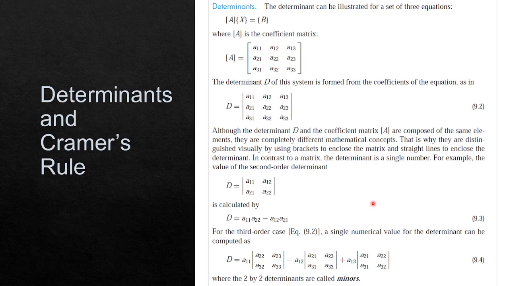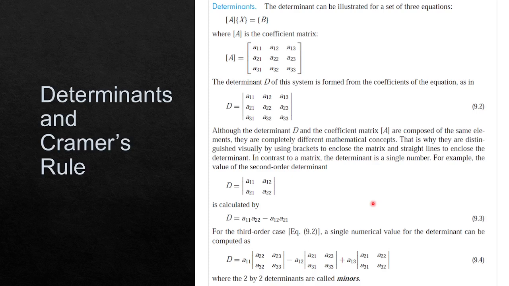Once you get the determinant, although the determinant and the coefficient matrix are composed of the same elements, they are completely different mathematical concepts. That is why they are distinguished visually by using brackets to enclose the matrix and straight lines to enclose the determinant. The determinant is a single number, for example, the value of the second order.